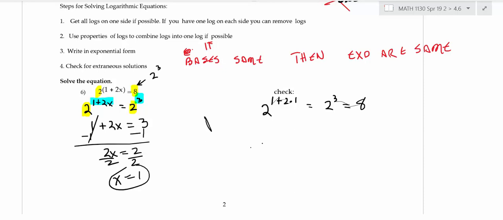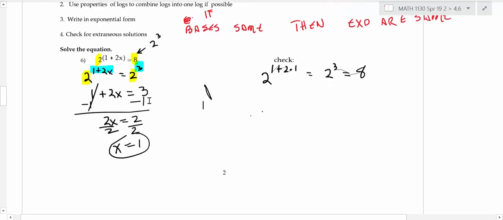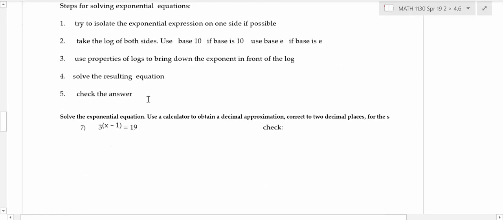Now, when we get to the next page, the rest of the exponential equations we're going to have to use logarithms on. We didn't do that in the previous section last week because all the problems I did were designed so that you can make the bases the same. So this one is a little bit different. If you look at number 7 here, there's no way to write 19 as 3 to a power, where it's just a simple whole number. So you have to take a different approach.